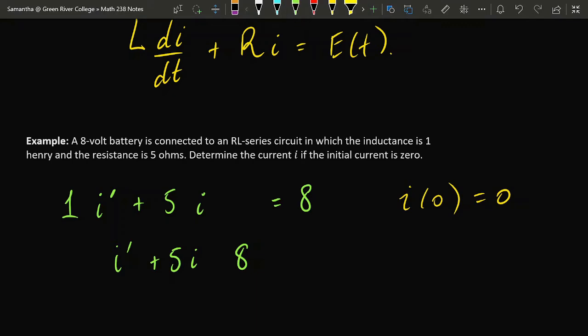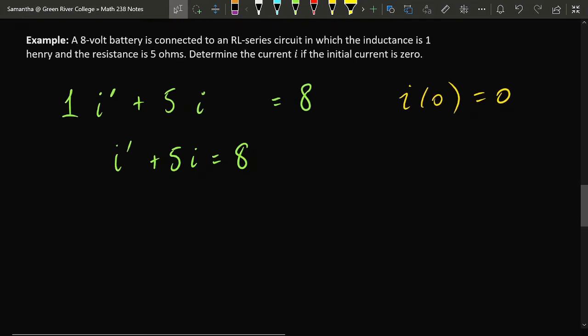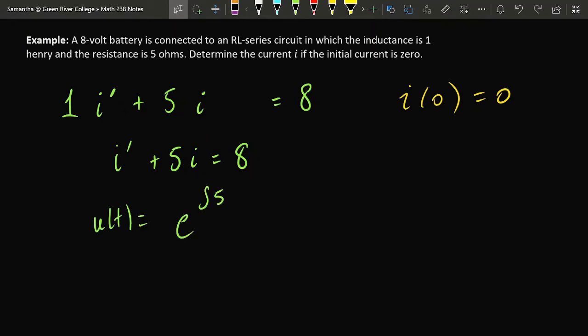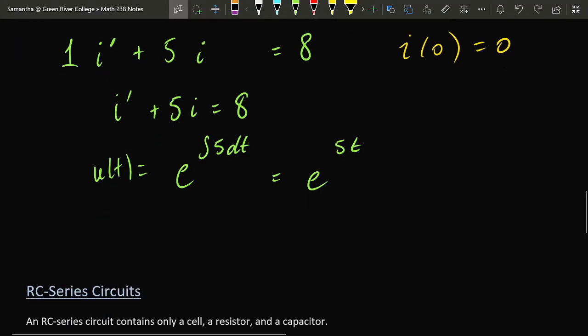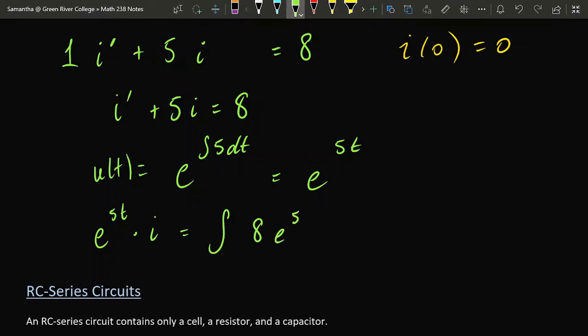And we're left with a linear differential equation that we can solve, for example, using integrating factors. So setting u of t equal to e to the integral of 5 with respect to time, we get u of t is equal to e to the 5t. And therefore our current satisfies the equation that if I take e to the 5t and multiply it by the current, then that's equal to the integral of the function 8 multiplied by the integrating factor.